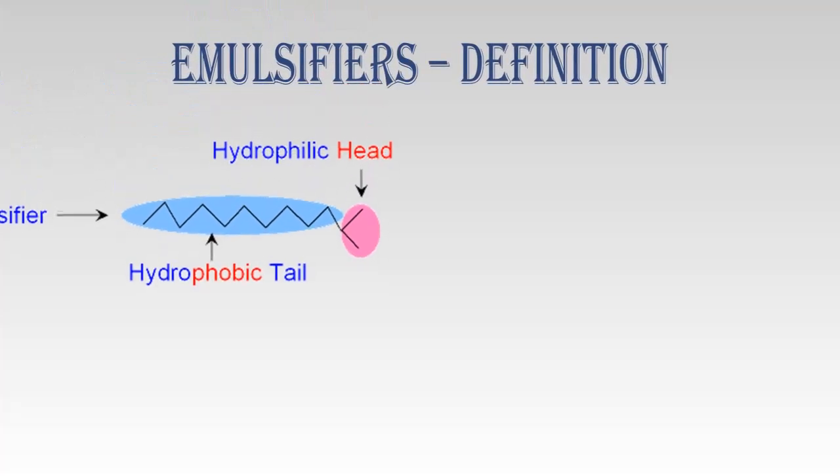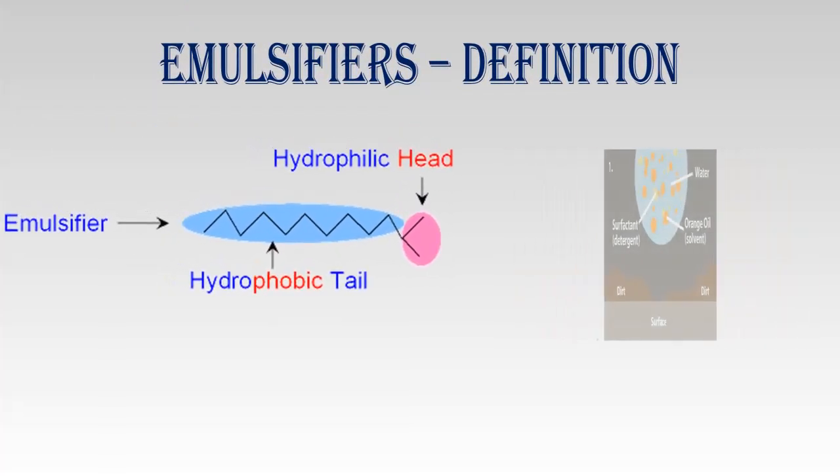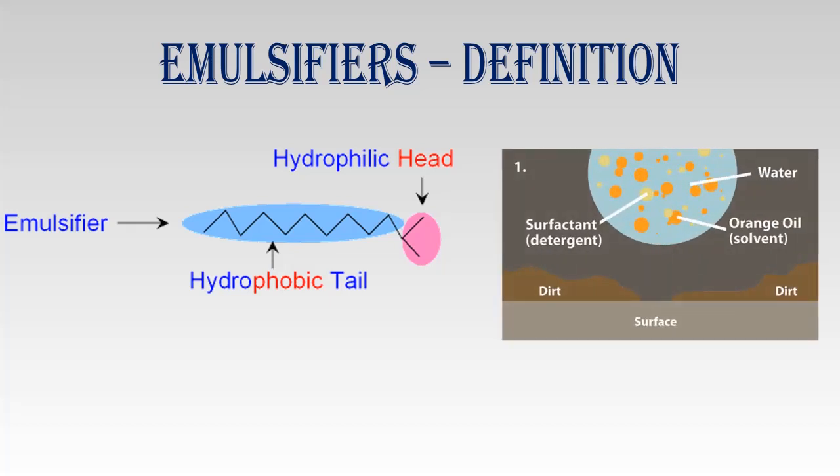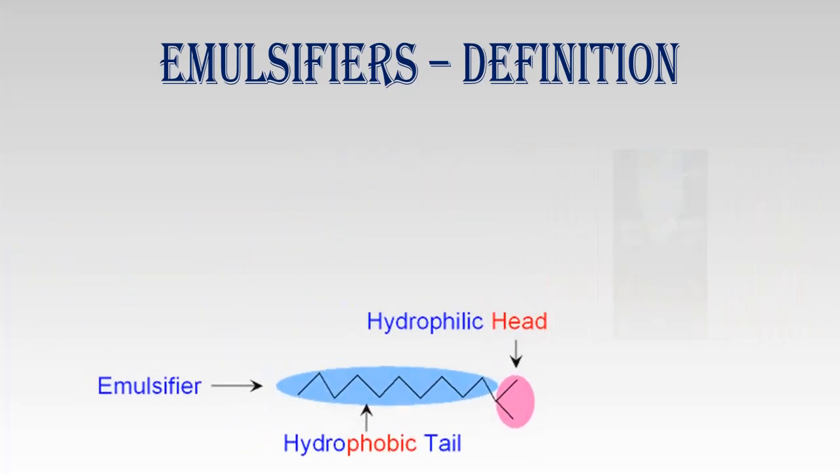Emulsifiers definition. Substances which reduce surface tension at the interface of two normally immiscible phases, allowing them to mix and form an emulsion. They belong to a general class of compounds called surface active agents or surfactants.